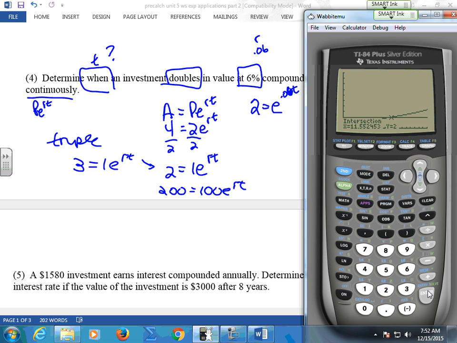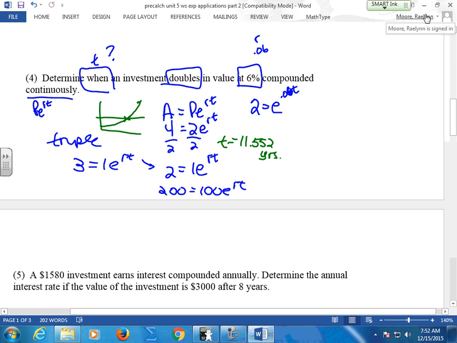Okay. So again, we would catch this at 11.552 years. I would double my investment. So again, don't we look very similar? We're growing. We doubled. And where do we meet? You can also go to your table to set your windows, but usually your money kind of gives you a good idea of where it is you're going. Okay? Questions?